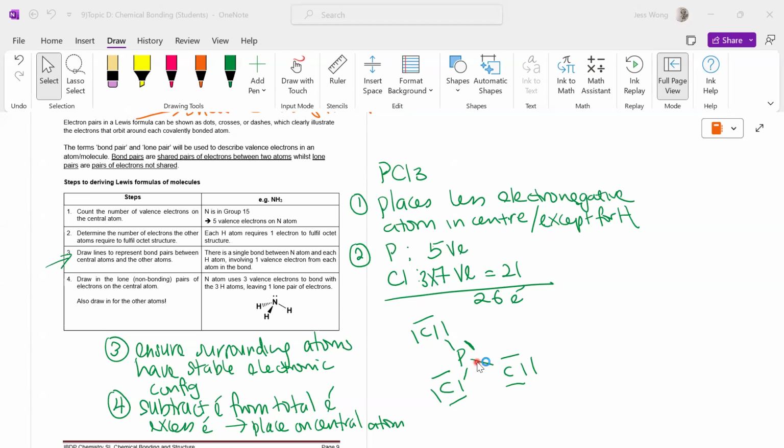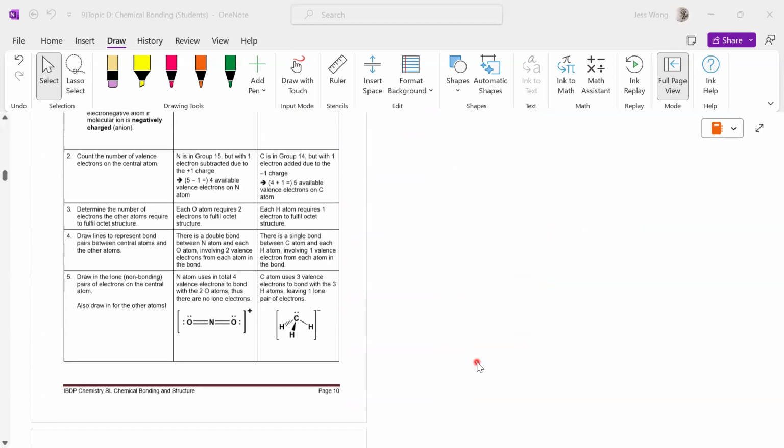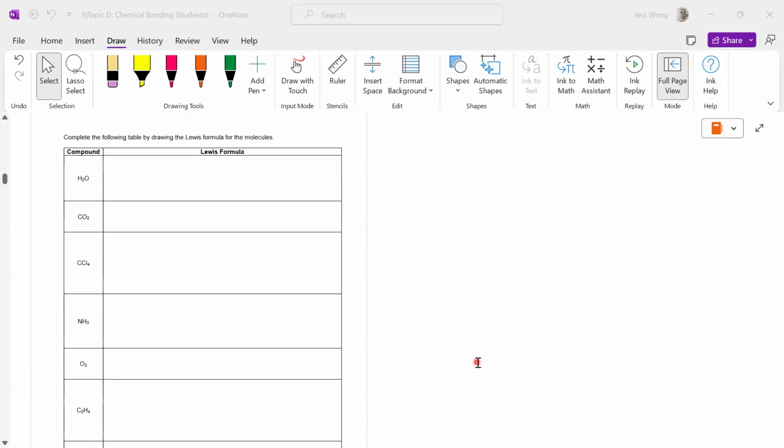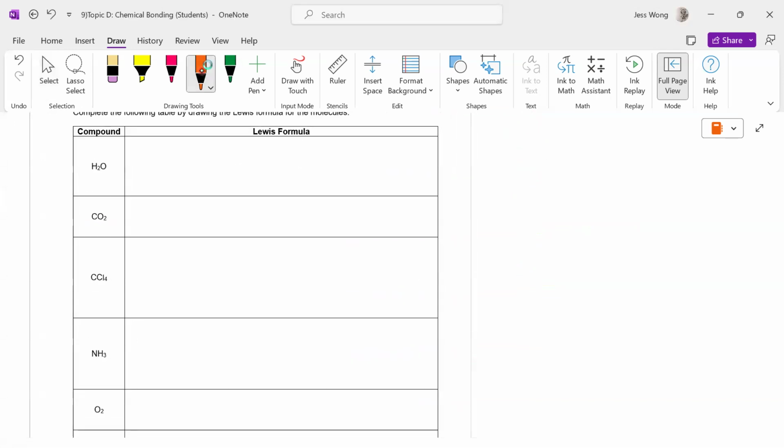If it's not group 2, it's not group 13, it is not nitrogen, and you have less than an octet, that means you have to try multiple bonds. Okay? So let's try two structures here. For example, CO2. C is group 14, so 4 valence electrons. O, 6 times 2, so 12. So you have your 16 electrons.